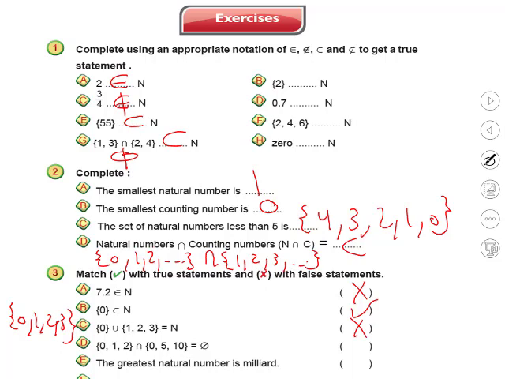Okay, 0, 1, and 2 intersection 0, 5, and 10. The intersection here equals 0. Is 0 equal to 5? Of course not. 0 is a set completely different from 5. The greatest natural number is a billion? Of course not, because the set of natural numbers is an infinite set.